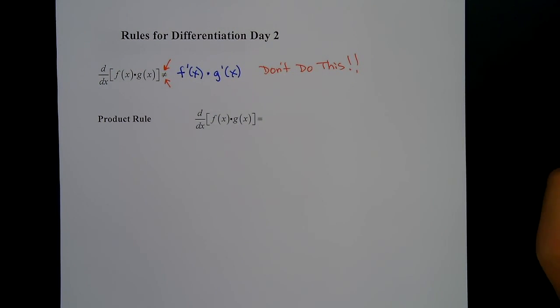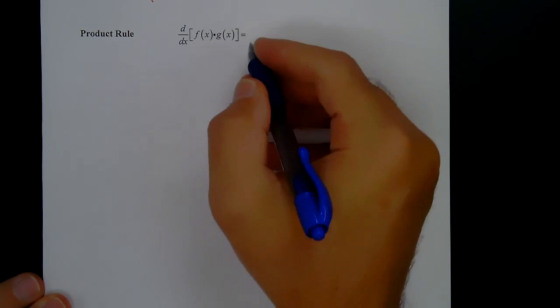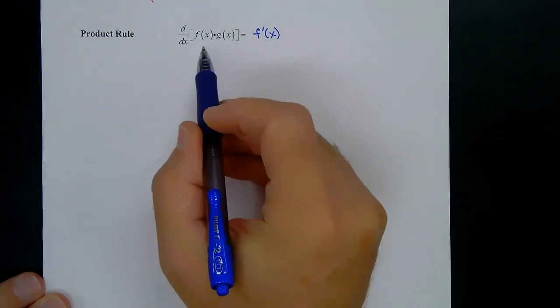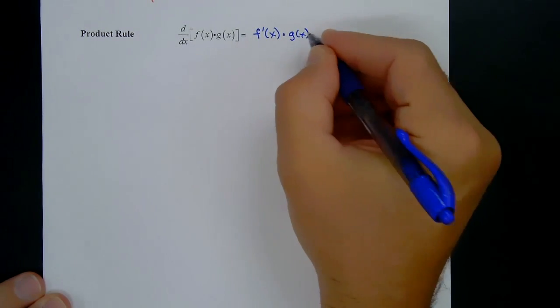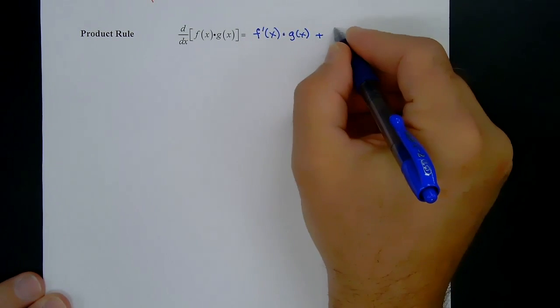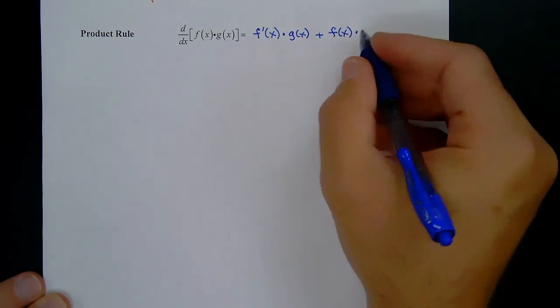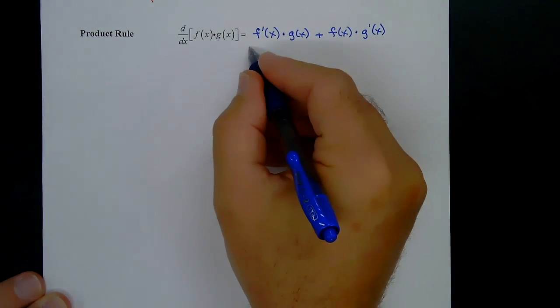So what does it equal? Now we're going to have to go to the limit process, and then we'll never have to do it again, okay? So let's talk about it. What this does equal when you find the derivative is this. It's f prime of x, so the derivative of the first function, times the second function, and then plus the first function, f of x, times the derivative of the second function, g prime of x, okay?